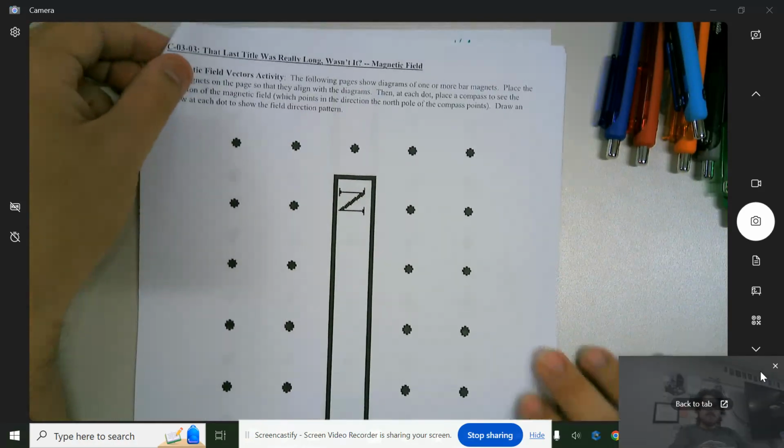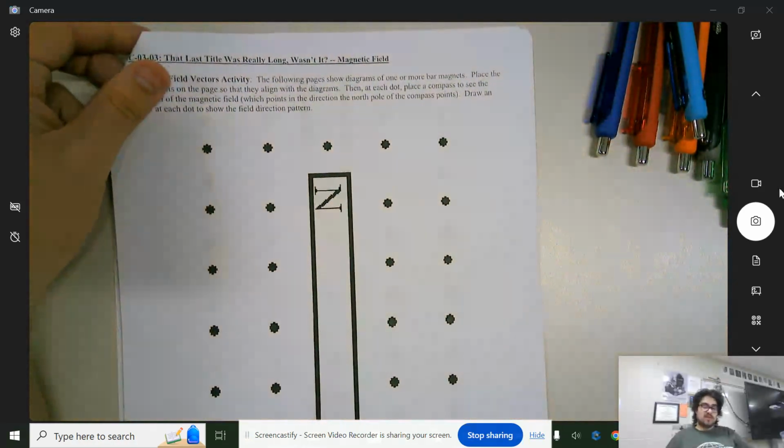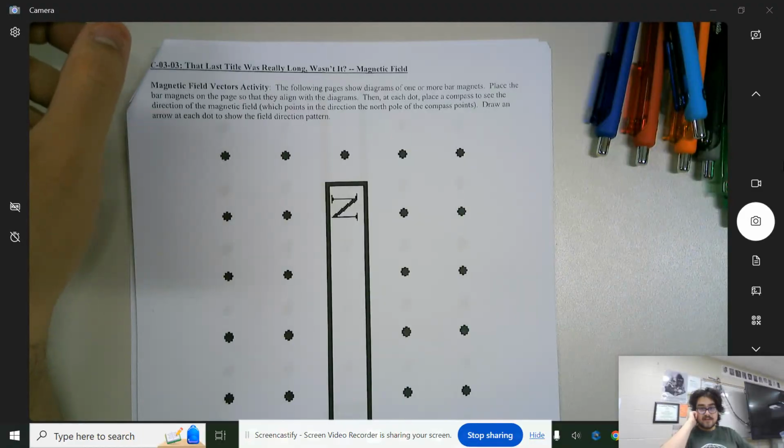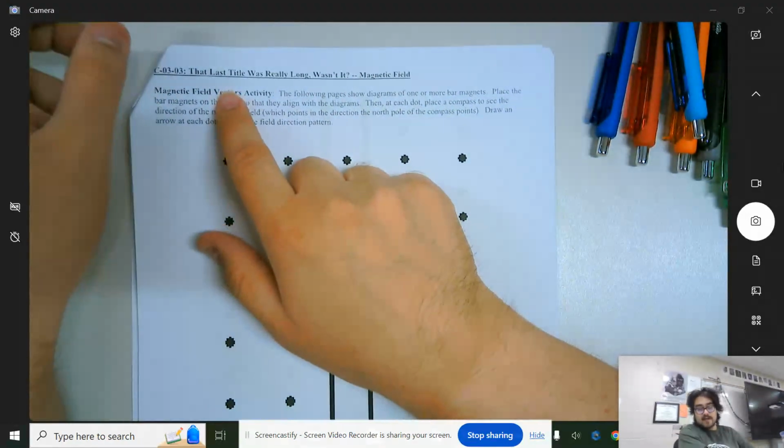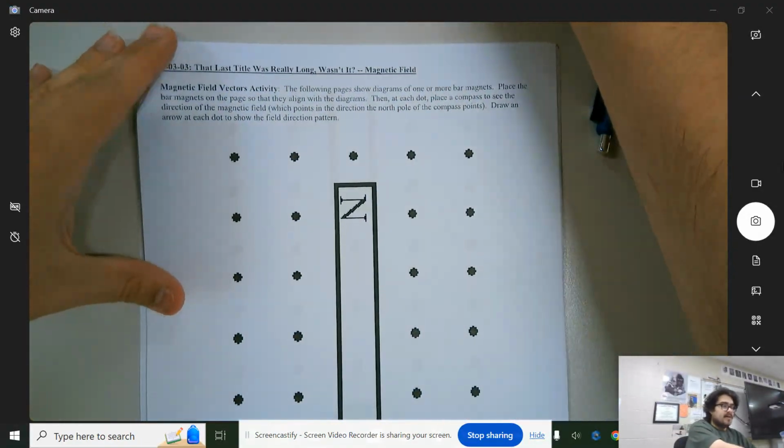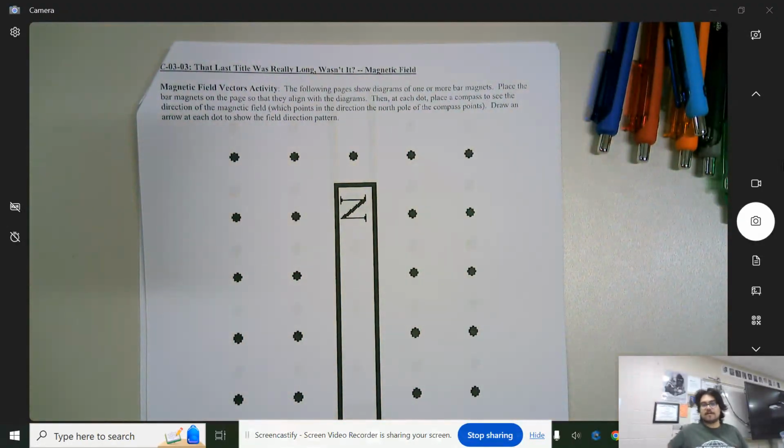All right. This is another pretty short section. Okay, magnetic field. I put little jokes in some of the titles for some of my kids because I feel like they're gonna get bored if I don't. Okay, but this is magnetic field.